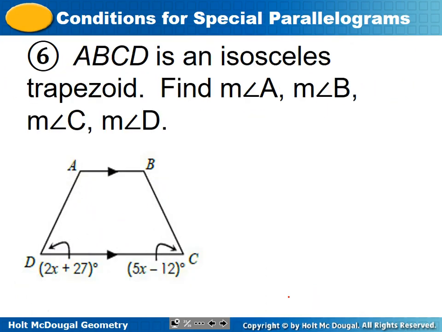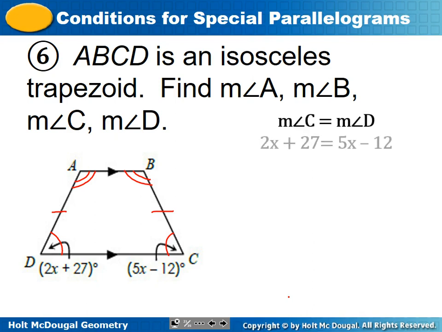So on this one, it says ABCD is an isosceles trapezoid again. So I'm going to put some arcs here, some tick marks, and then I'm going to put arcs down here and here because these are the things that I know are true of an isosceles trapezoid. Well, obviously, if that's the case, then I should know that angle D and C are congruent or equal. Then I can substitute in my values for those. Again, subtract 2x from 5x, add 12 to both sides. 3 goes into 39 13 times.